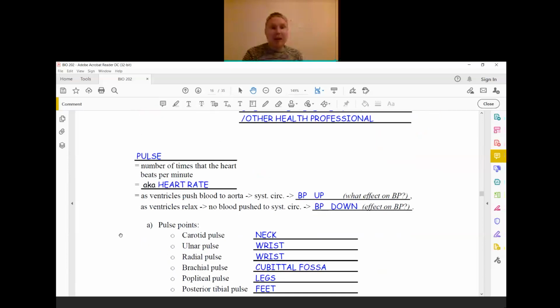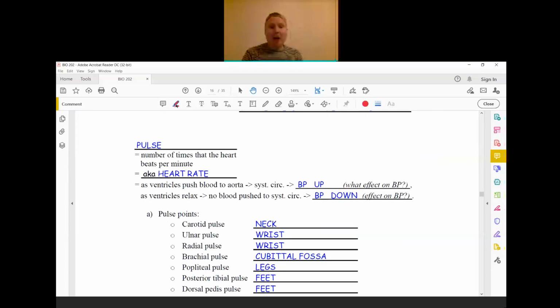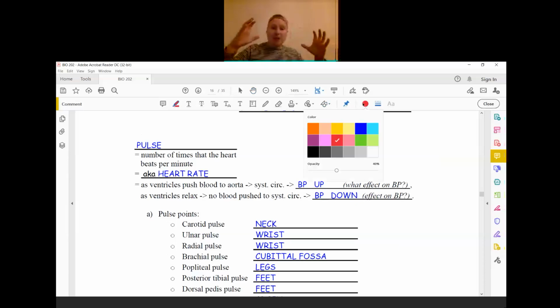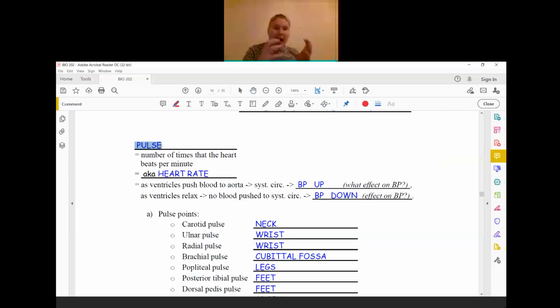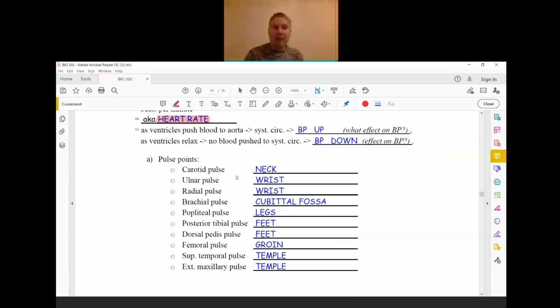Okay, the final thing that I want to discuss is our pulse. Pulse tells us the number of times the heart beats per minute. In other words, that tells us our heart rate. So when your ventricles push the blood out, the blood pressure shoots up. And when the ventricles relax, the blood pressure drops. So you can tell from this variation the number of heartbeats. And you can measure it in a number of places.